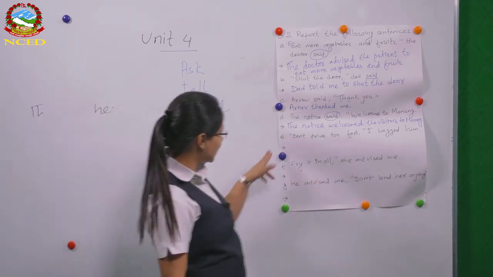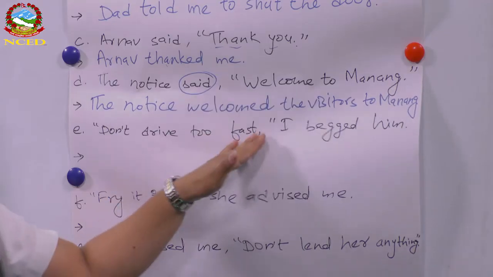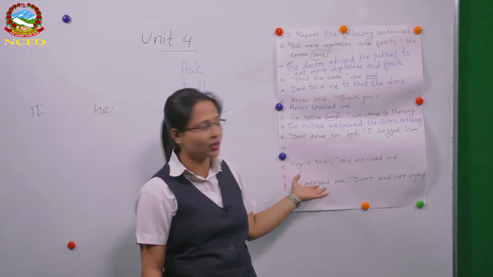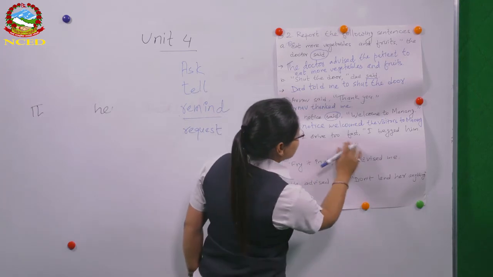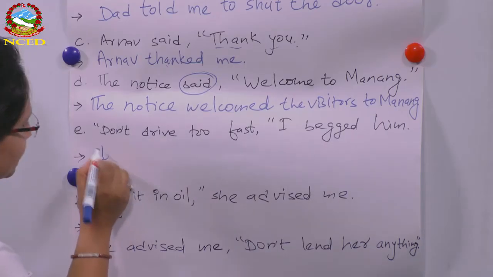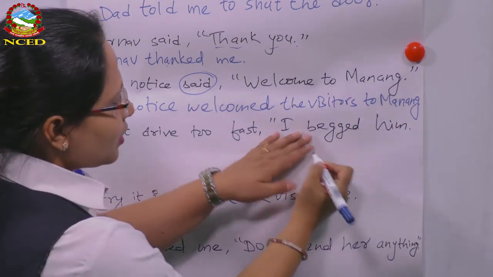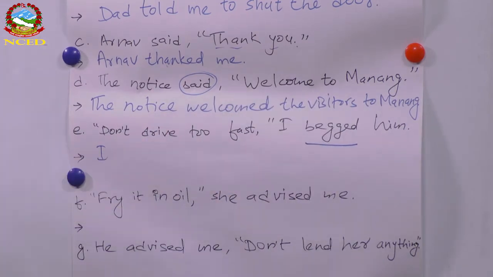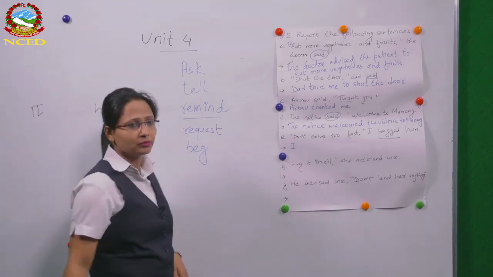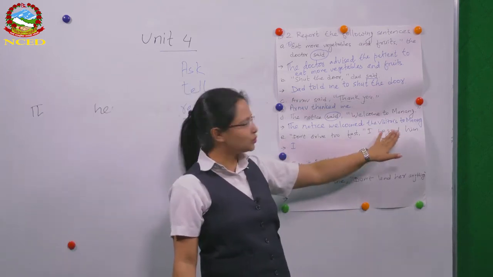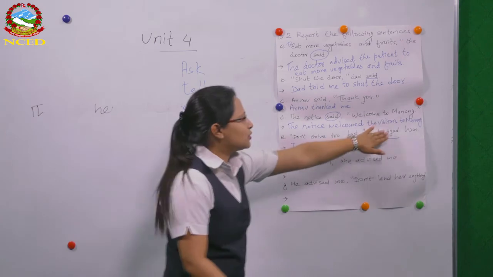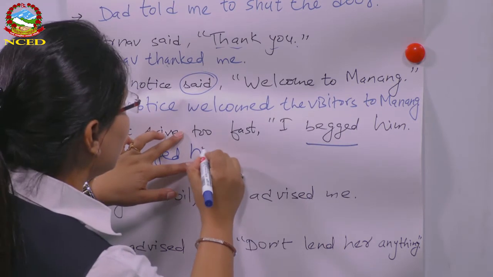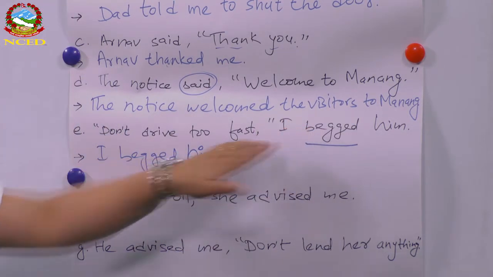Now let's move on. The fifth one, "Don't drive too fast," I begged him. This is a command, so it is a similar sentence to what we have been doing this morning. Now, "I begged him" comes here. If you have noticed, begged itself is a type of reporting verb. It's not said here, so you don't need to change it. You can use the same verb here. I begged, and the object is also given here, him. Now we write it as it is.